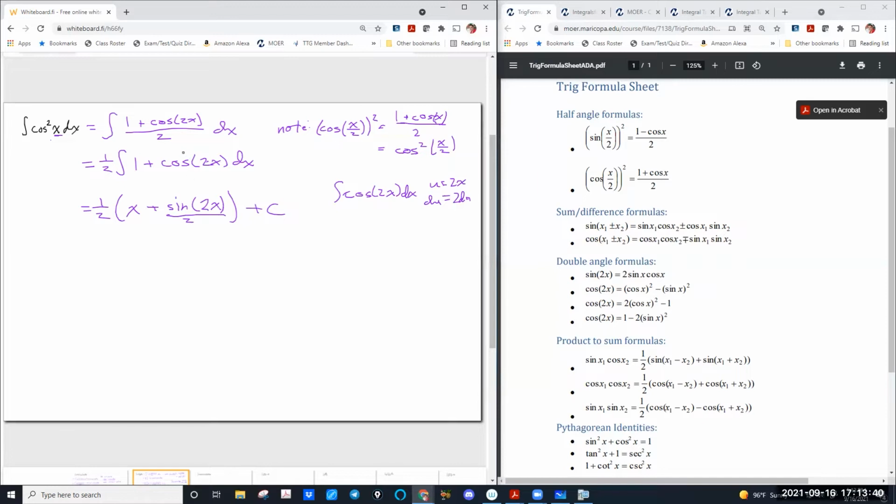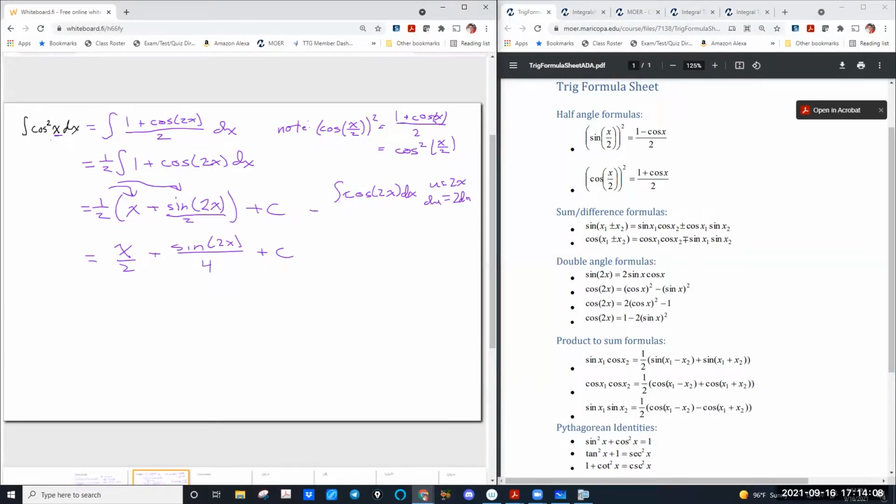I just wanted to show you, as you get better at these, this is a shortcut you might use on some problems when all you're really dealing with is an extra constant. Guys, this is the antiderivative. If we want to distribute the 1/2, we can. We could write it as x over 2 plus sine of 2x over 4 plus c.